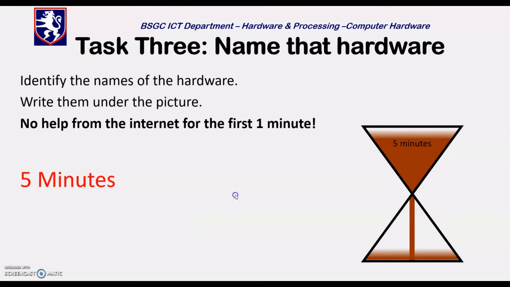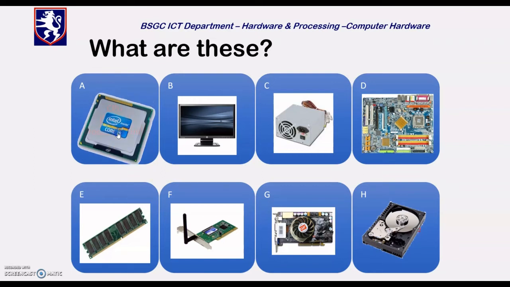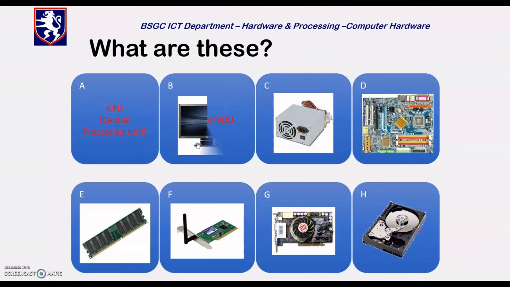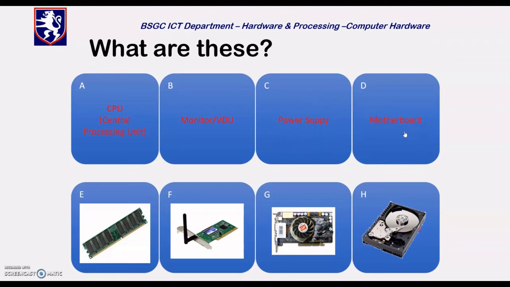Okay, welcome back. Now, looking at the hardware on the sheet that you've got, you should have been able to put the names underneath. A is a central processing unit. B is a monitor or a visual display unit. C is a power supply. D is a motherboard.